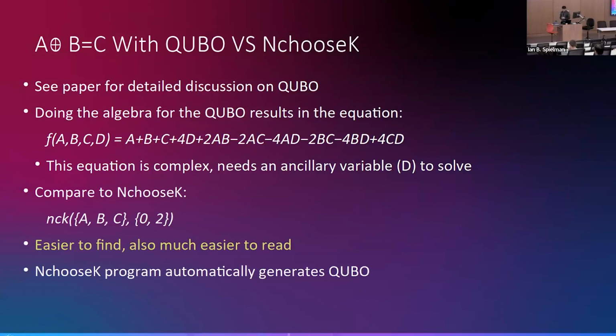So compared to nChooseK, this is all it is. In A, B, C, either none of them are true, or exactly two of them are true. Right? It is easier to find, also much easier to read. For easier to find, we just take the truth table for the XOR equation and convert it into the constraint. And the nChooseK program automatically generates the QUBO. So for the nChooseK equation here, the generated QUBO is exactly the same as that on line 3.